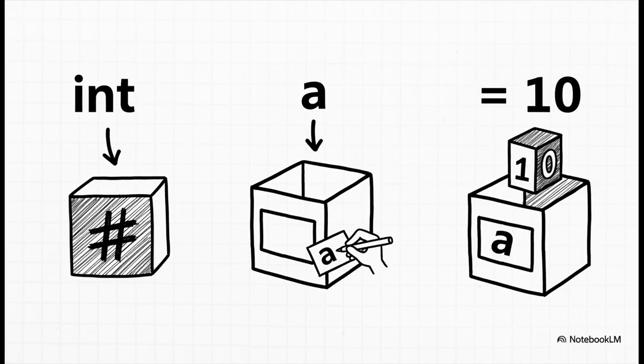Now this line of code here is how we create one of those boxes. It's called a variable declaration, and it's got 3 pieces. First, you see that int? That tells the computer what kind of box to make. In this case, one that can hold an integer, a whole number. Next up is a. That's just the name we're slapping on the box so we can find it again. And finally, the equals 10 part is pretty straightforward. It's just us putting the number 10 inside our newly labeled box.